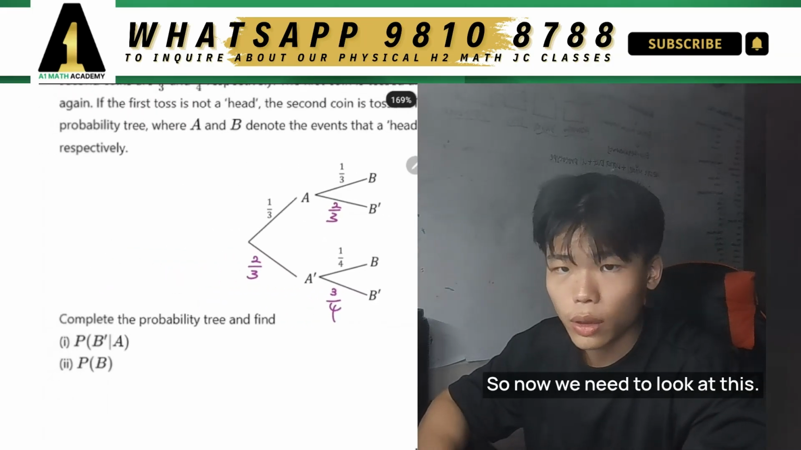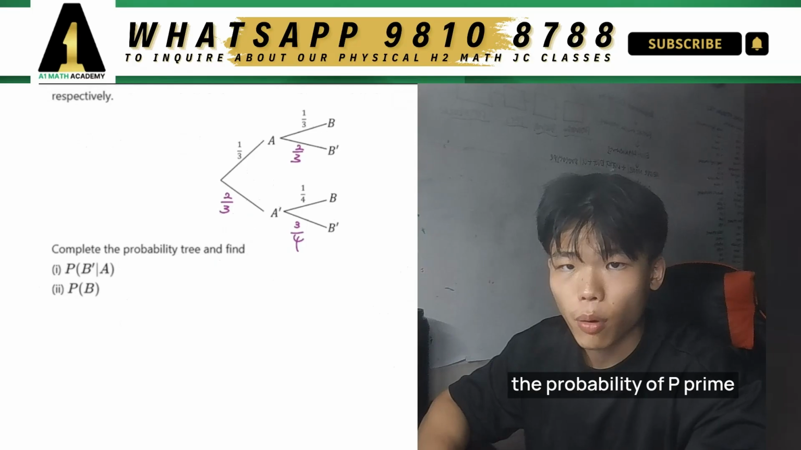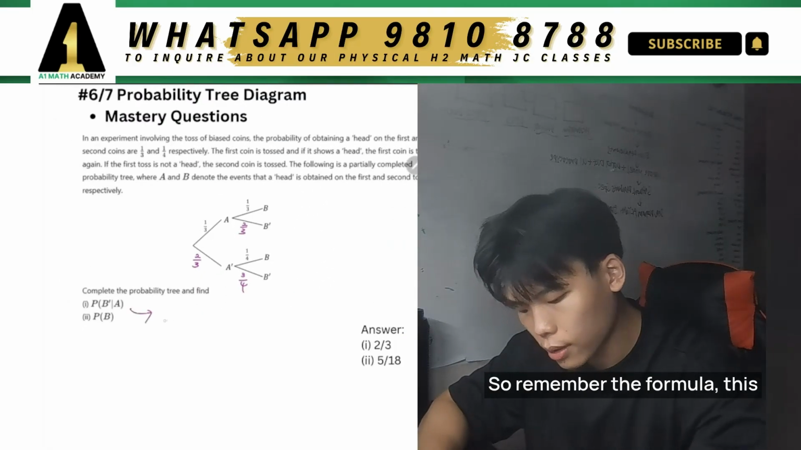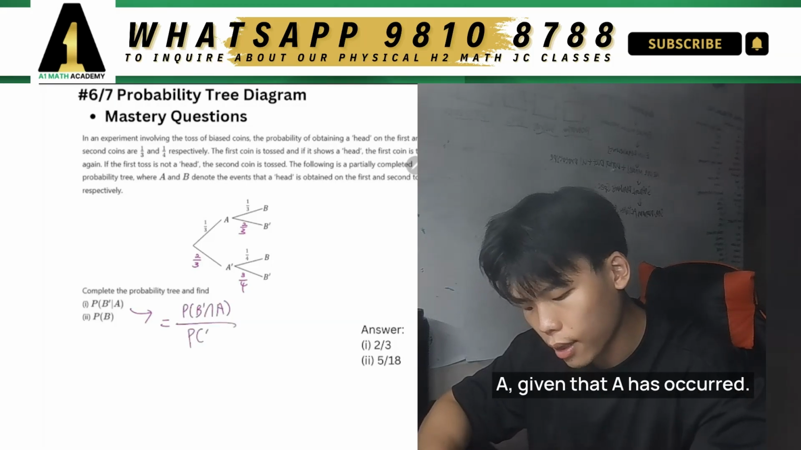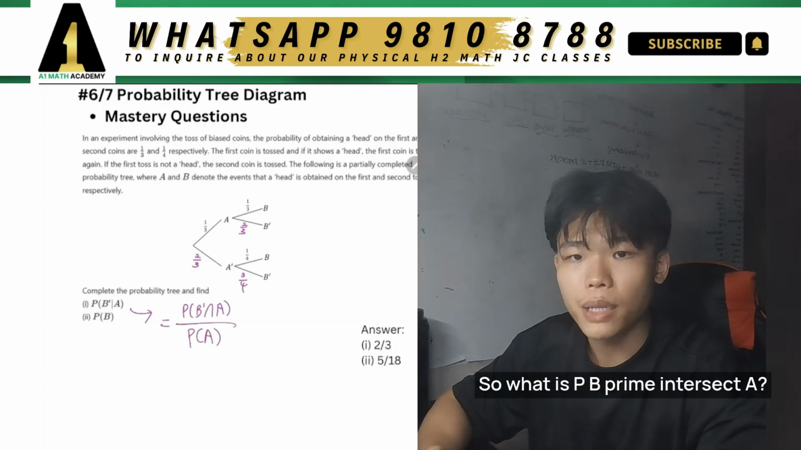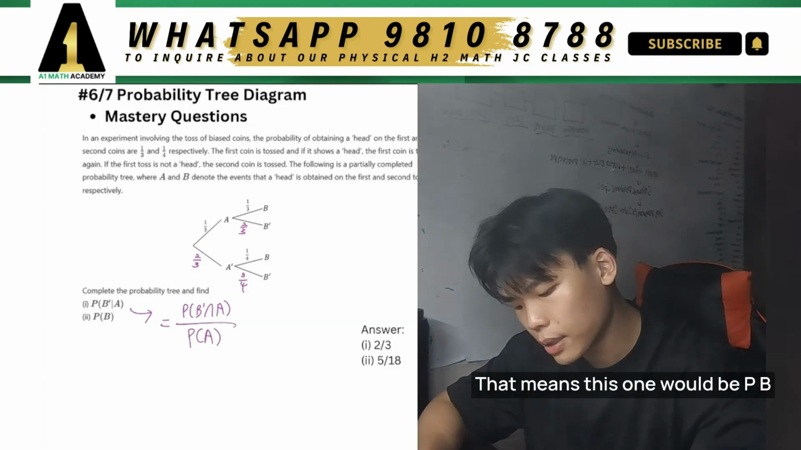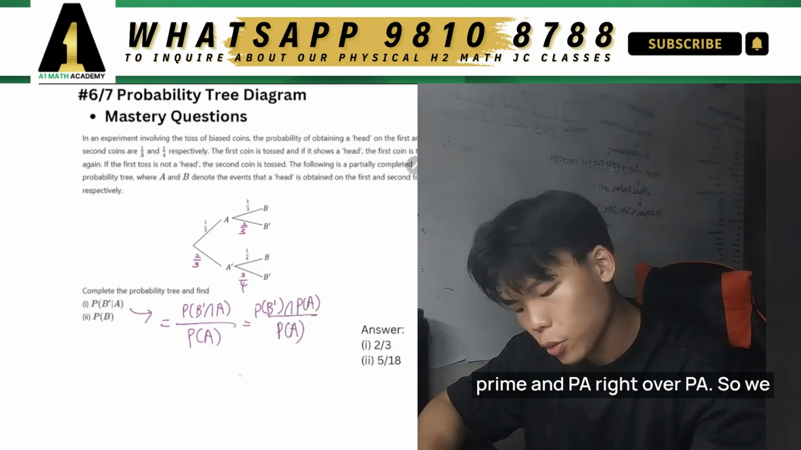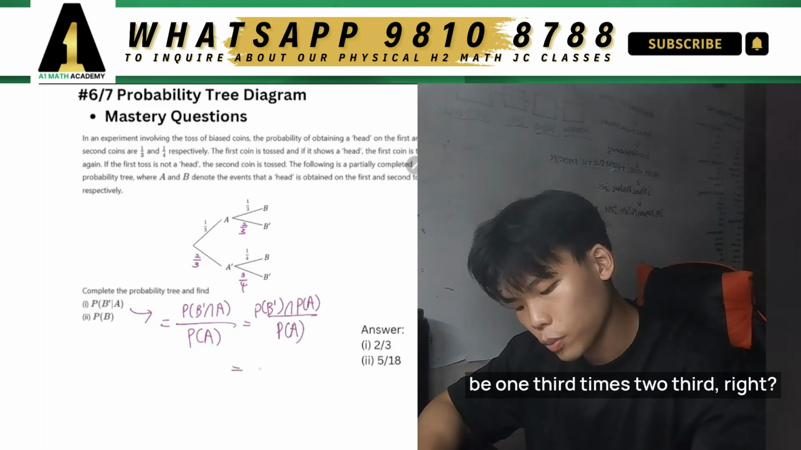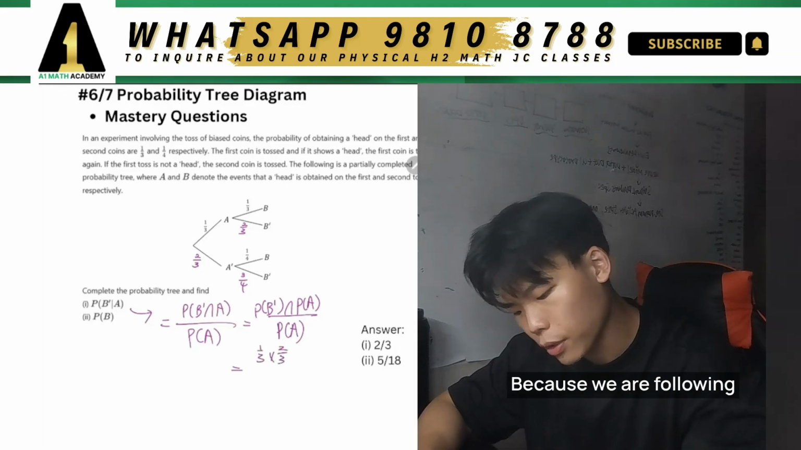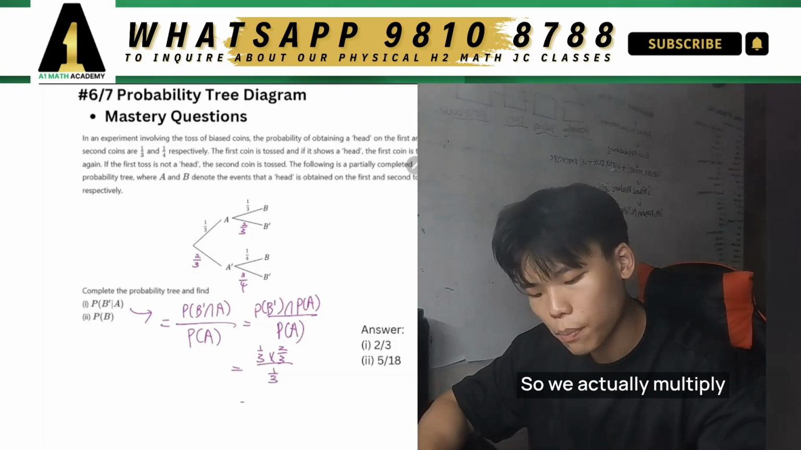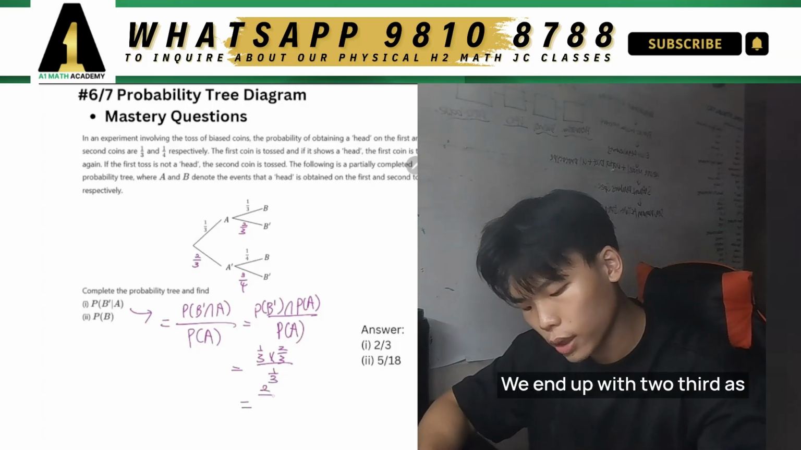So now we need to look at this. They want us to compute the probability of B prime given that A has occurred. Remember the formula: this would be the probability of B prime intersect A, over the probability of A. So what is the probability of B prime intersect A? That means B prime and A. We can see that this would be 1/3 times 2/3, because we are following this branch over here, over P of A, which is 1/3. So when we multiply them together, we end up with 2/3 as the final answer.